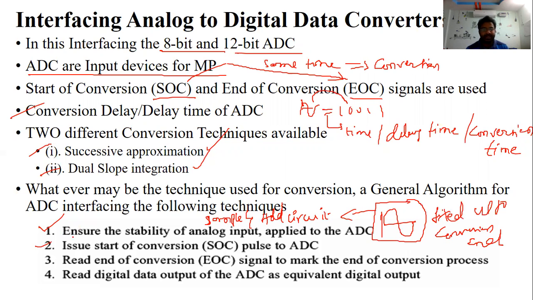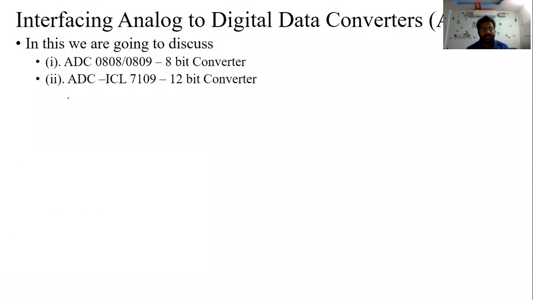Then you can initiate the 8255 PPI to start the conversion. Once the conversion is over, the ADC sends a signal to the 8255 PPI, the end of conversion. After that, the 8086 microprocessor reads the data present in the 8255 PPI. These are the four steps to write the program. We are going to discuss two types here: ADC 0808 and 0809, 8-bit converters.